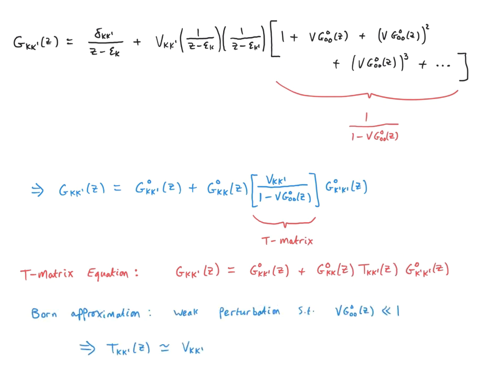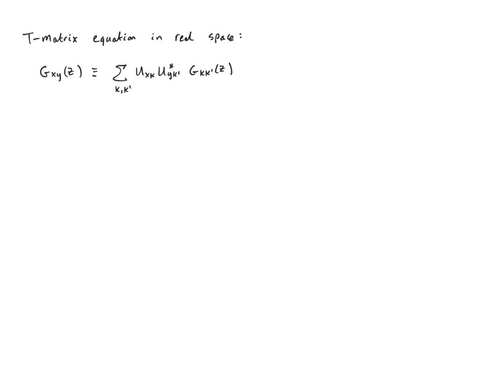The so-called Born approximation corresponds to the weak scattering limit, in which we can write that v g00 is much less than 1, and then the T-matrix becomes approximately simply this scattering amplitude v kk primed.